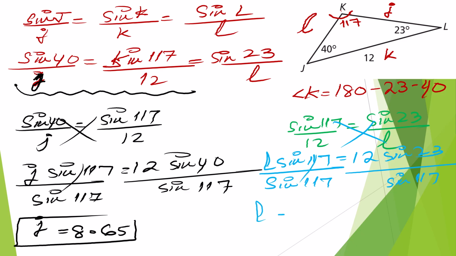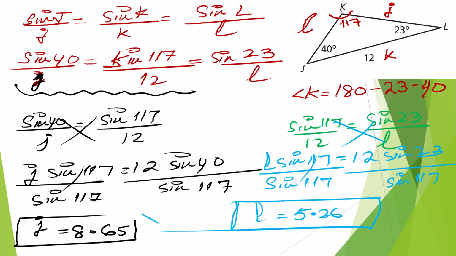So we will get L equals, write in the calculator, and that's it. That's your answer. So 12 sine 23 divided by sine 117. So we will get 5.26, and fair enough, all the sides seem correct. So this is how we find the unknown values in a triangle.